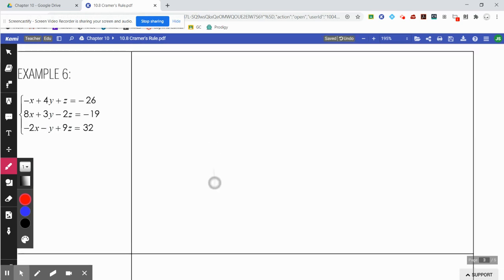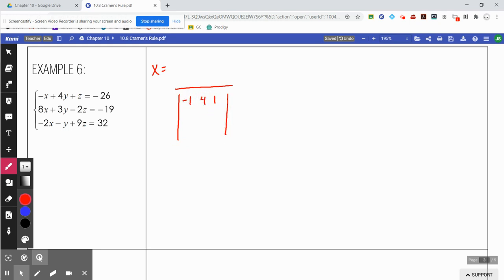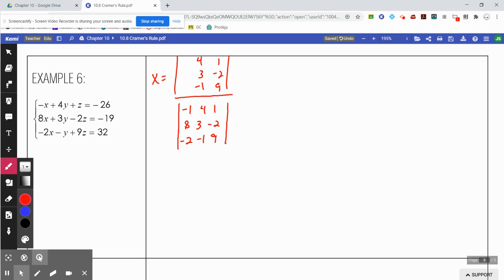Example number 6. Doing the exact same thing. To find x, you're going to do the determinant of the coefficient matrix on bottom, which is going to be negative 1, 4, 1, 8, 3, negative 2, negative 2, negative 1, and 9. On top, again, you simply take out the x column, leave the other two the same. Take out the x column and replace it with these three numbers, negative 26, negative 19, and a positive 32.